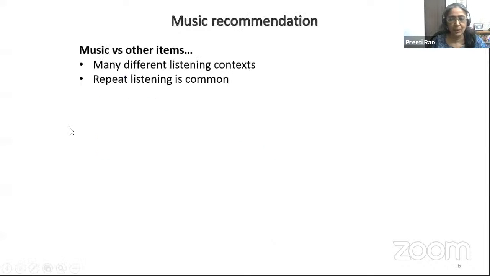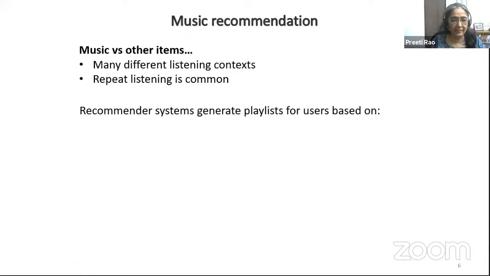So of course, recommendation is a whole field by itself. And this is only to highlight that music is different from other items in recommendation because there are many different listening contexts. You have, let's say, party music and relaxation time music and so on. Also, repeat listening is common. So you consume the same item again and again.